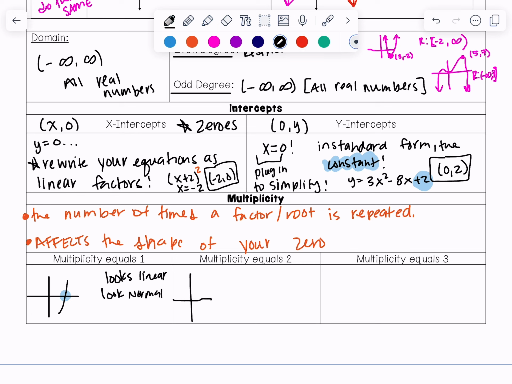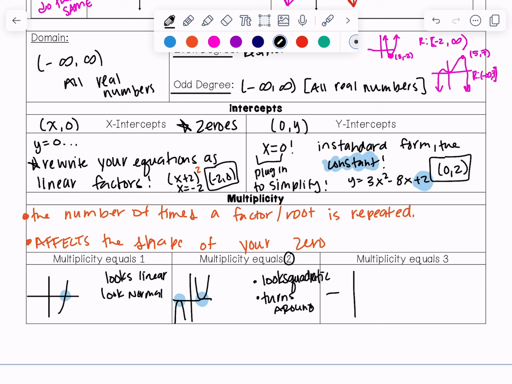Versus if you have a multiplicity of 2, well, that means it looks quadratic. Another way that we say this is it turns around. It touches your x-axis and then it turns around. So it comes down, hits the x-axis and turns around. Or it comes up, hits the x-axis and turns around. So that would mean that your multiplicity is 2. That means you have that factor twice.